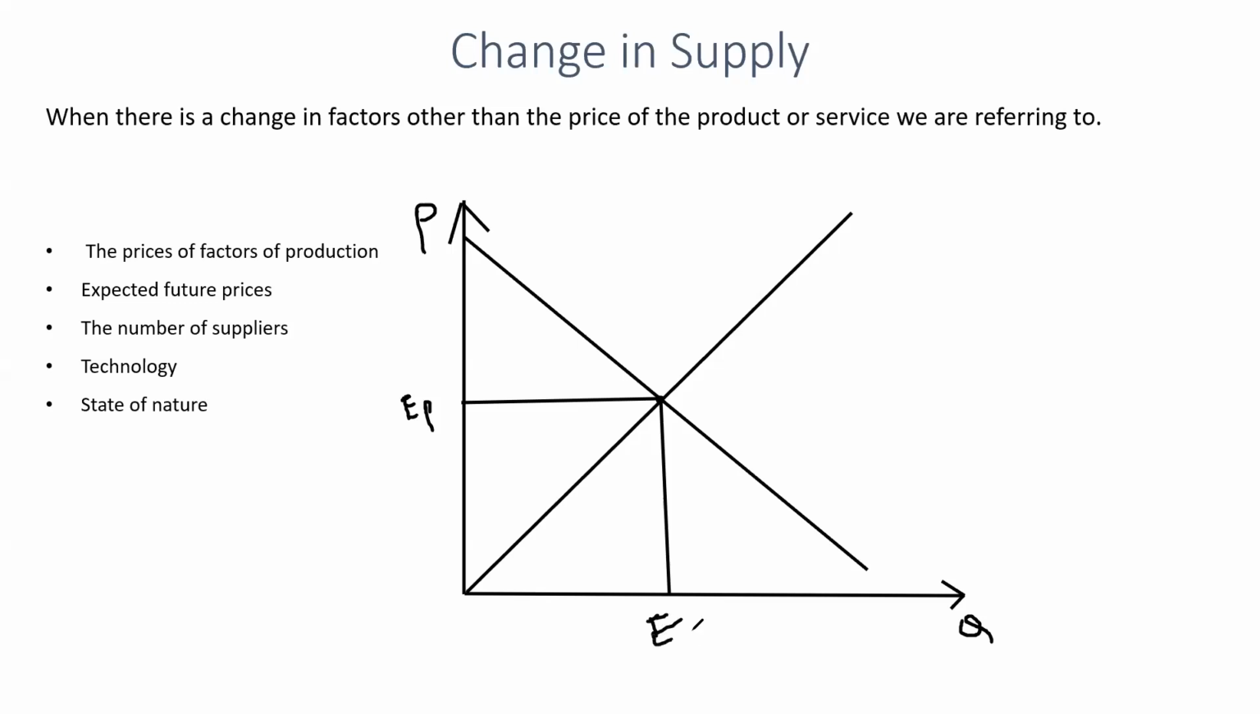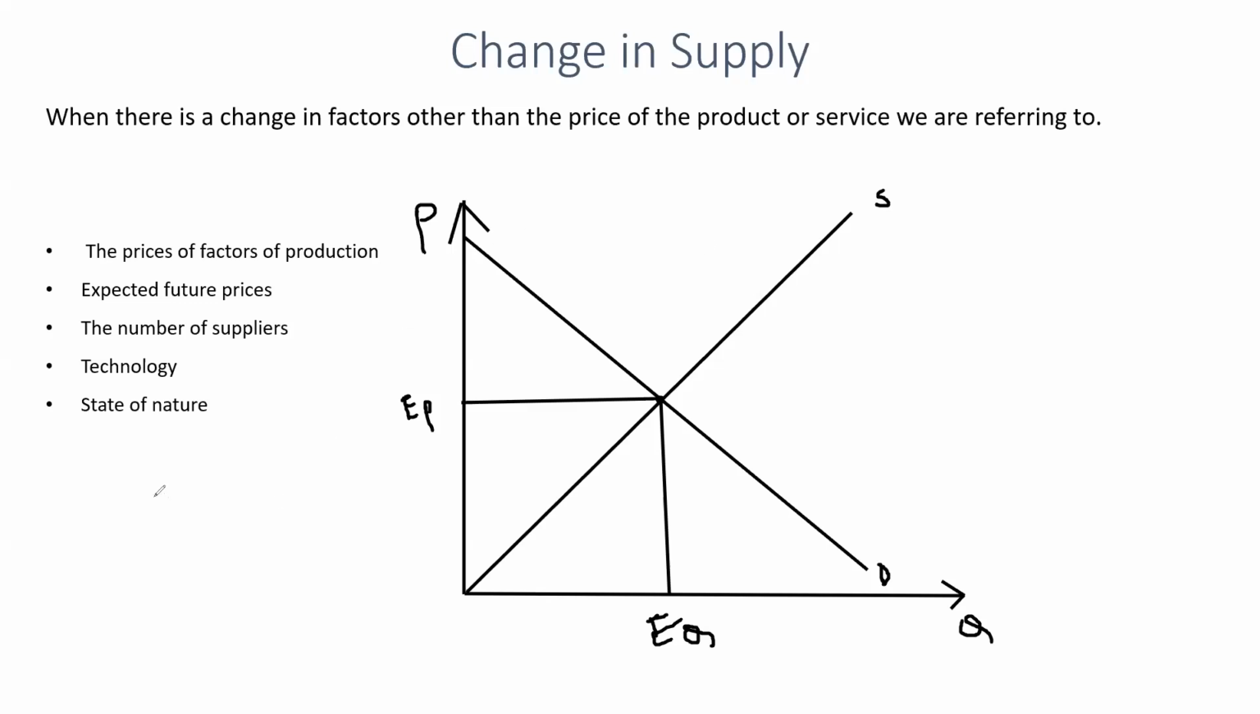So equilibrium price, equilibrium quantity. Please don't write P and Q. This is equilibrium price, equilibrium quantity, and I've already explained what it means. This is your demand curve and your supply curve. So now let's have a look at what happens when supply increases and supply decreases.